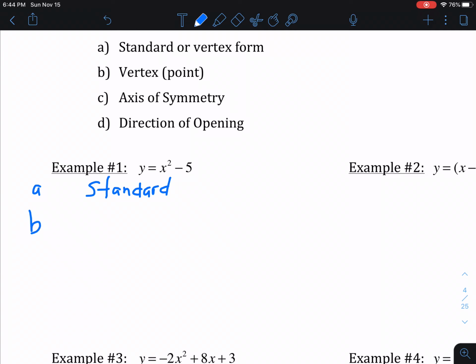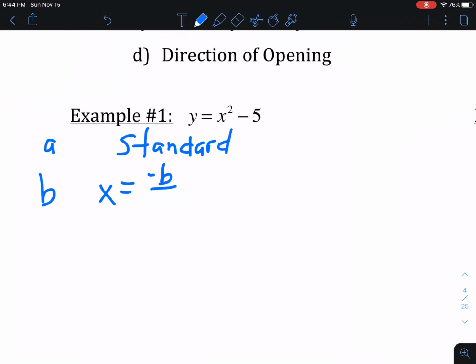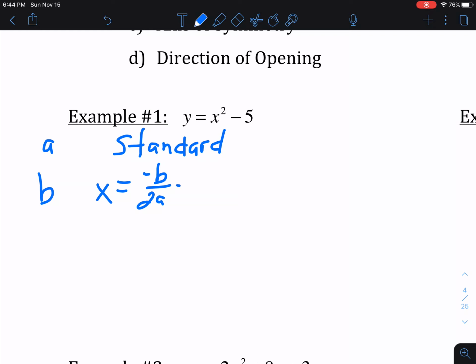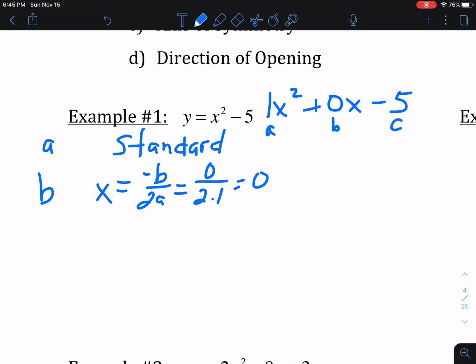So next, let's find the vertex. Now, since this is in standard form, we have to find x first, do negative b divided by 2 times a. B here is actually missing. If I wrote it out, this would be 1x squared plus 0x minus 5. Notice the minus 5 doesn't have a variable. That means that minus 5 is the C. So A, B, C. So that would be 0 divided by 2 times 1, which is 0.